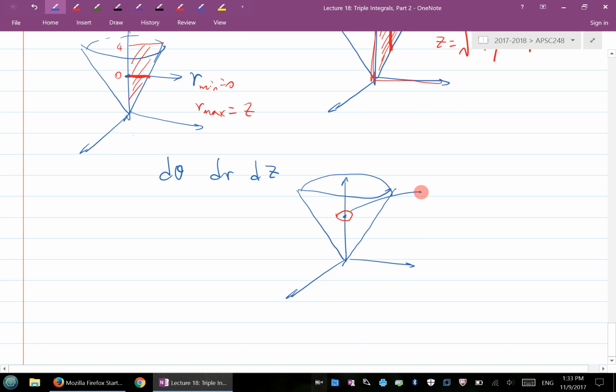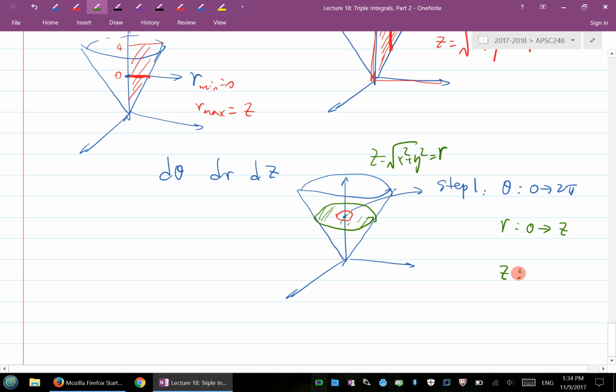So this is your step 1 here. Theta goes from 0 to 2 pi. And then step 2, using a different color, is to expand that circle at that one cutting location, and you end up with this. So your r goes from 0 to, in this case, this is still the same cone here, so z equals r. So r goes from 0 to z.